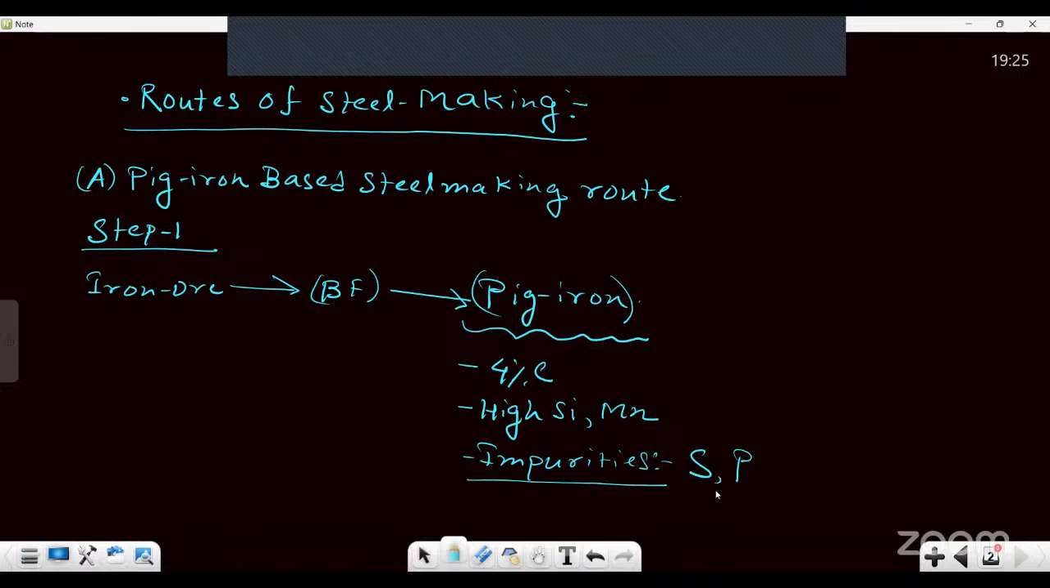And what are the impurities? The most deleterious or most dangerous impurity in the pig iron, I should say, is sulfur. Because we will see that sulfur removal becomes very, very difficult in the steel making process also. So we'll see that.